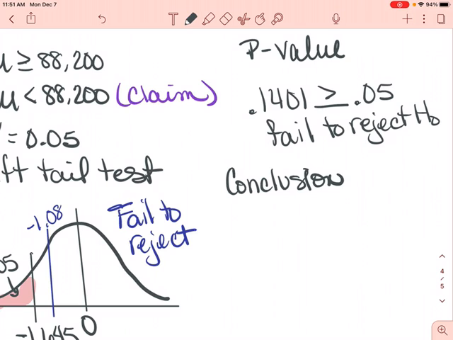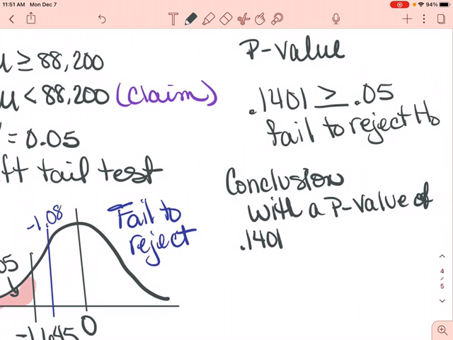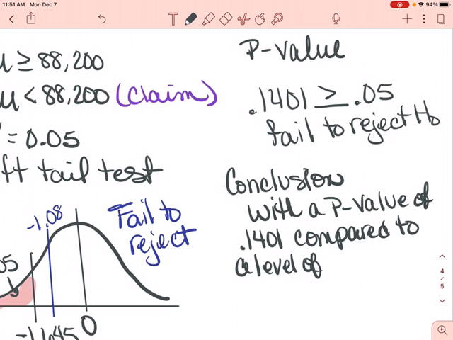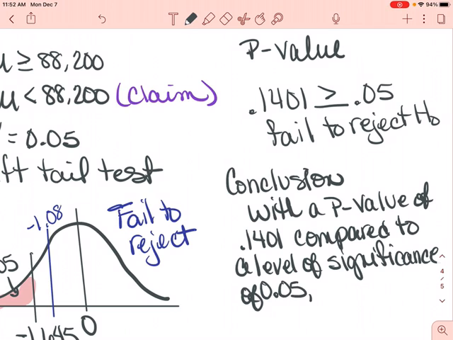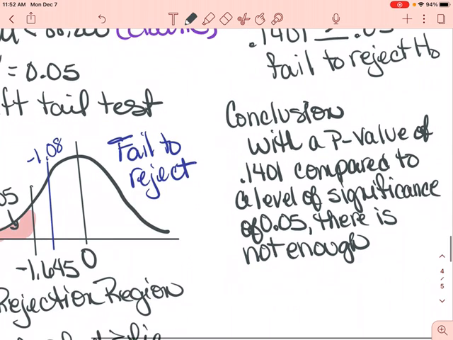Okay. All right. And we're still going to use the p-value. There is not enough evidence, excuse me, to support the claim.